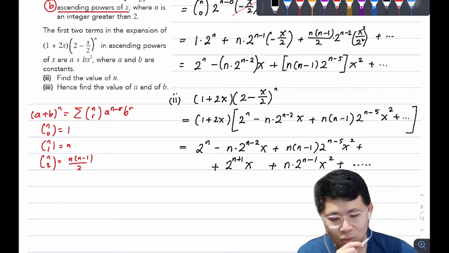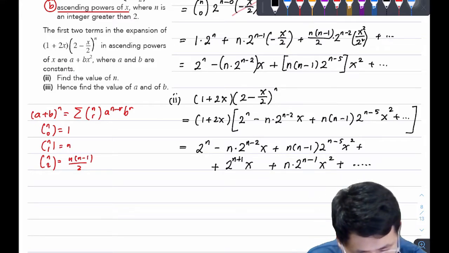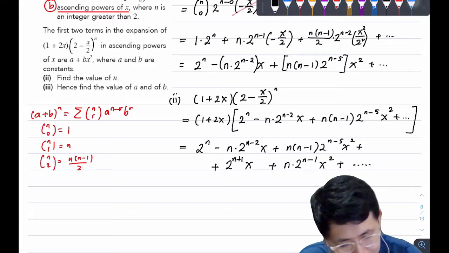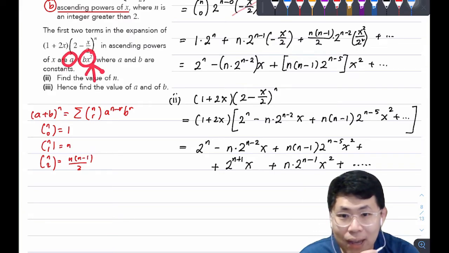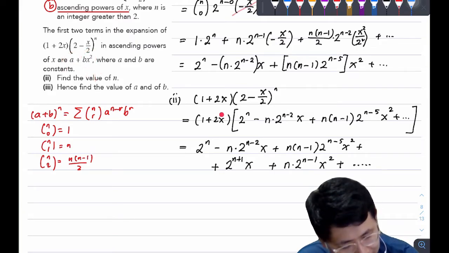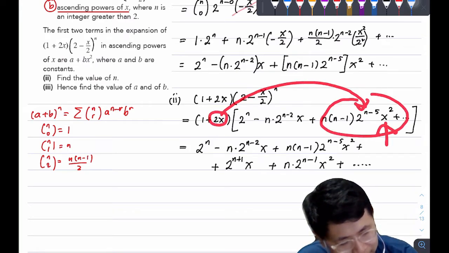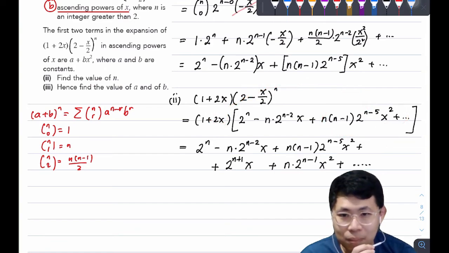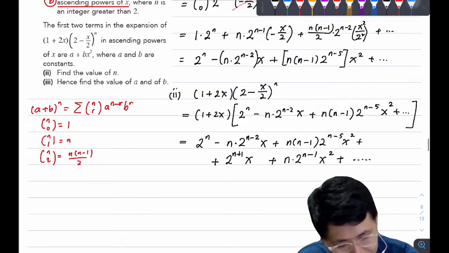Actually I don't need to do so much already, because if I notice, I will just need to expand until x square, right? And if I expand this term and this term, I'm going to get an x cube. So technically I can just stop at x square. So let's take a look at this now.